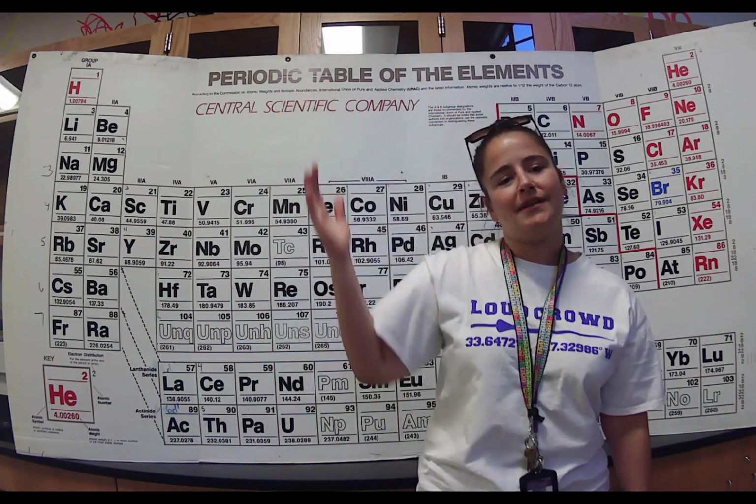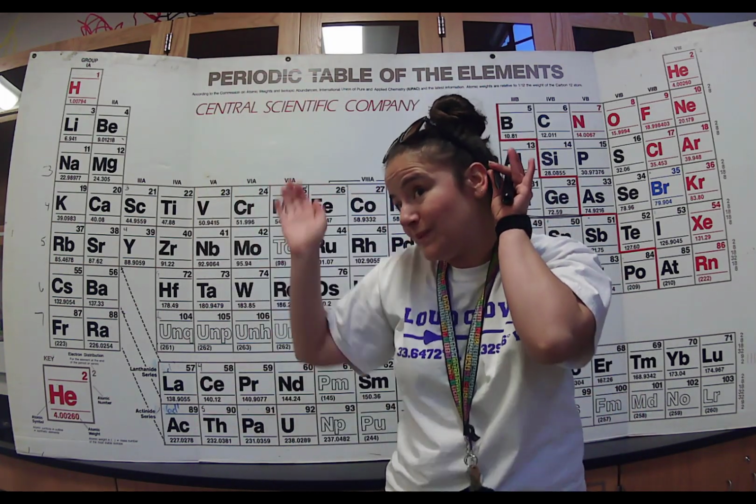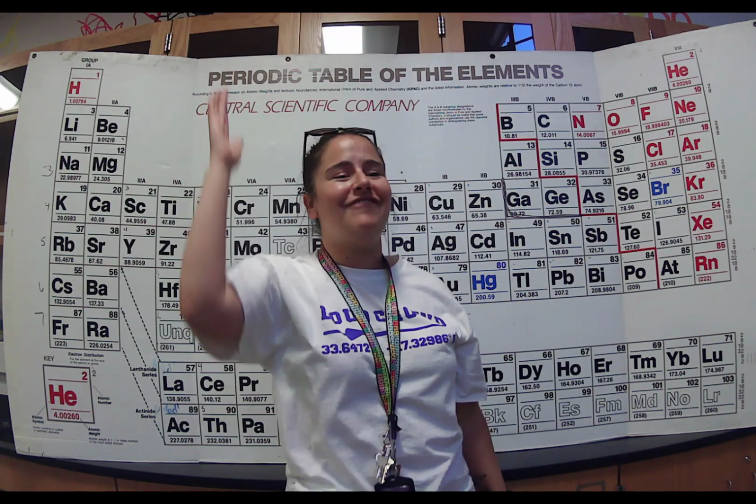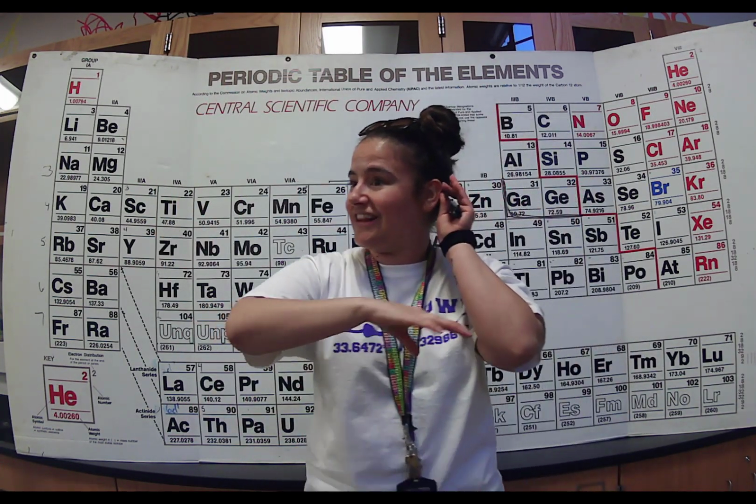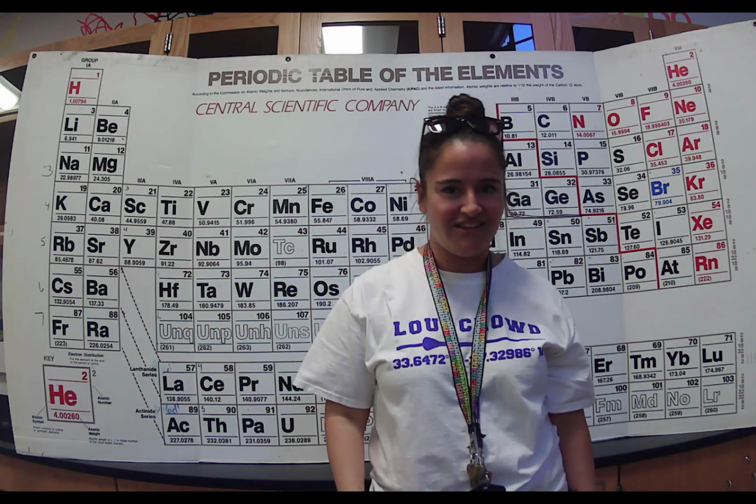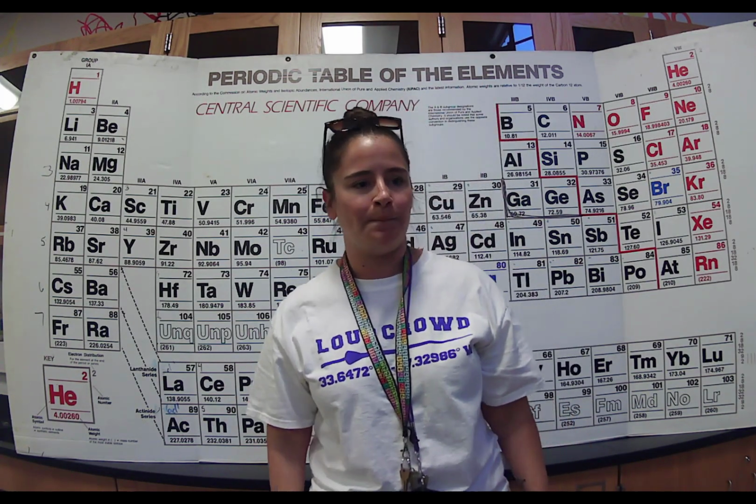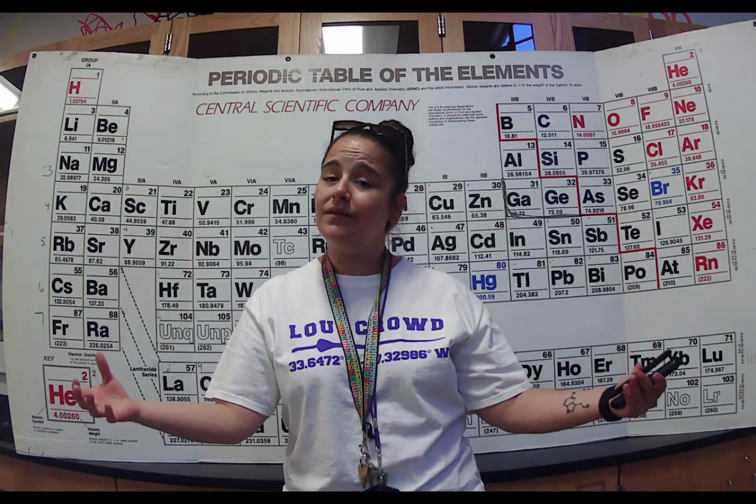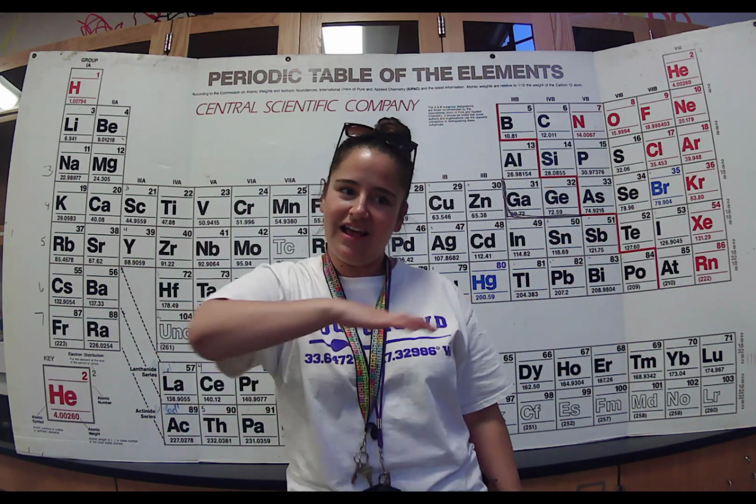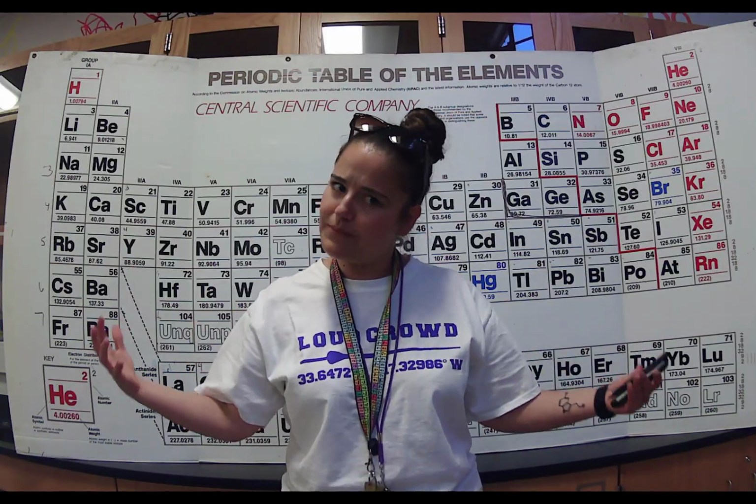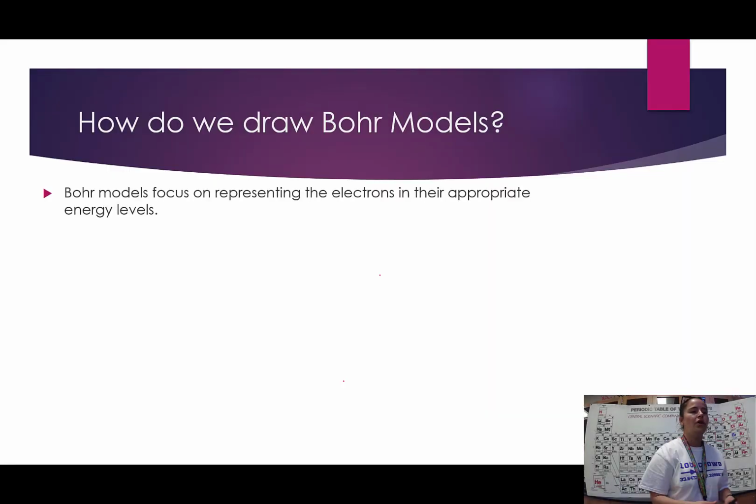Do it with me one more time. Groups and periods, and valence electrons and energy levels. Okay, cool. So how do we use this information about our valence electrons and our energy levels to draw Bohr models? Bohr models focus on representing the electrons in their appropriate energy levels.